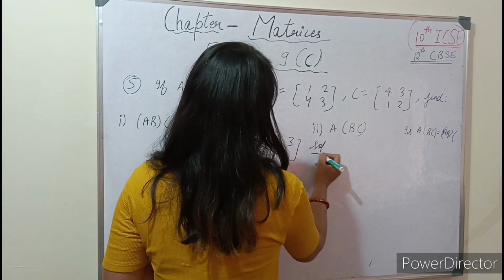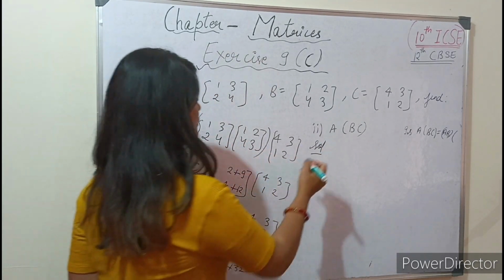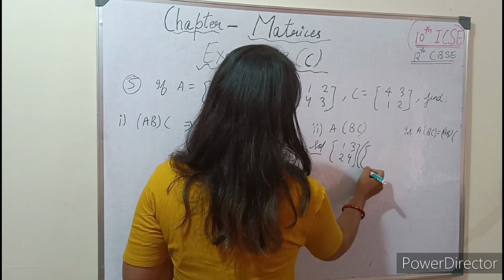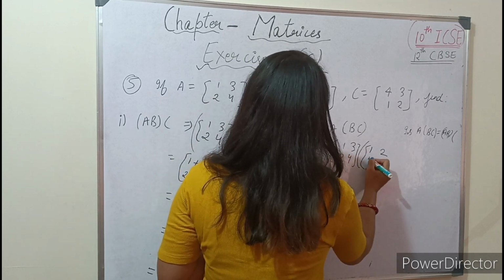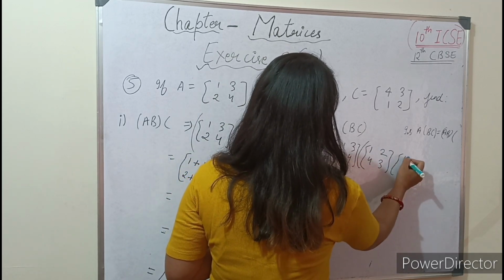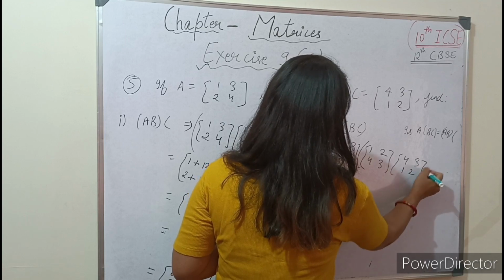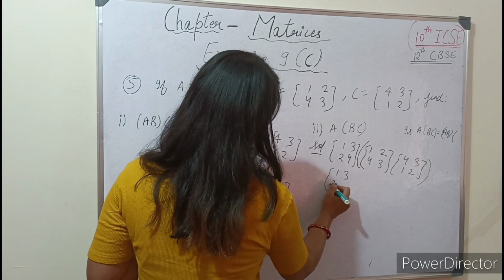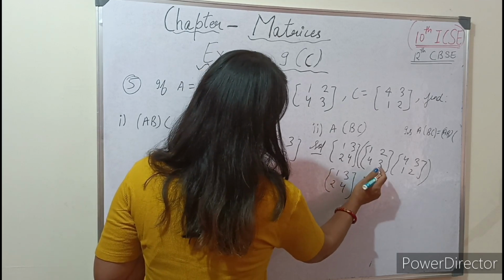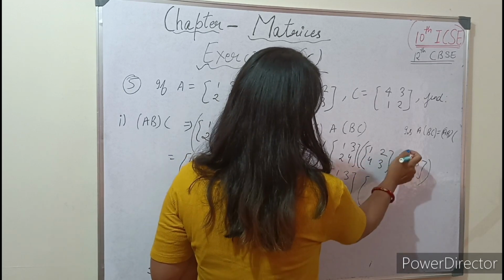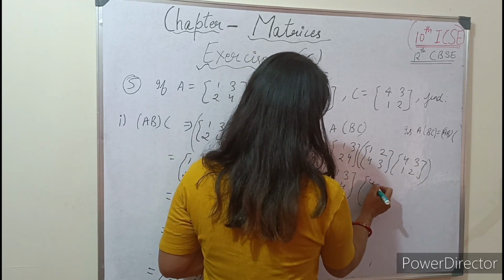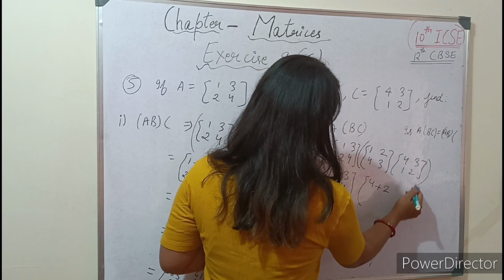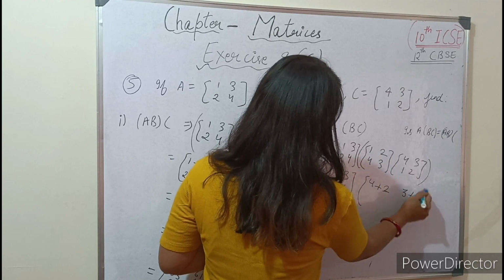Let's start solving this. So here the matrix A is 1, 3, 2, 4 and the matrix B is 1, 2, 4, 3 multiplied by the matrix 4, 3, 1, 2. Now in this case this matrix 1, 3, 2, 4 will be as it is. So here you need to multiply both the matrix. So row multiply by column. So 1 multiplied by 4 is 4, 2 multiplied by 1 is 2. Again 1 multiplied by 3 is 3 plus 2 multiplied by 2 is 4.